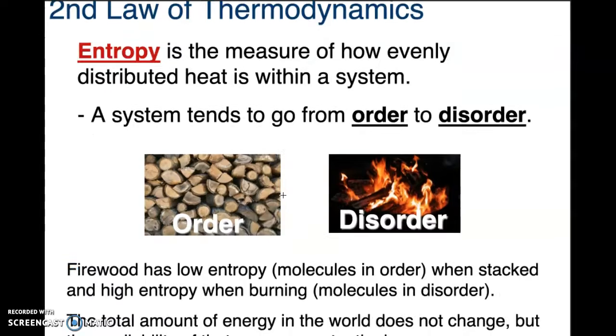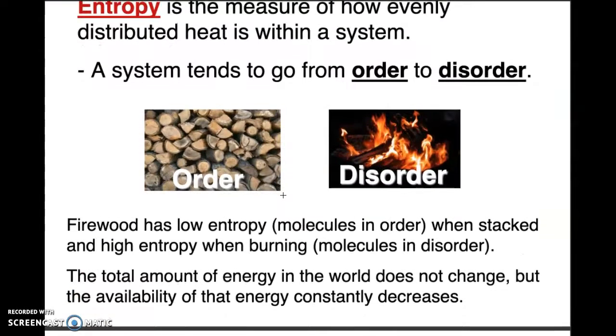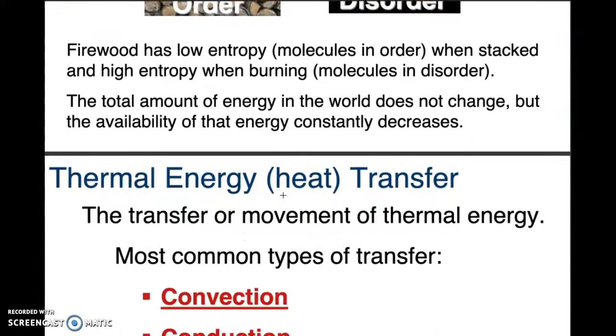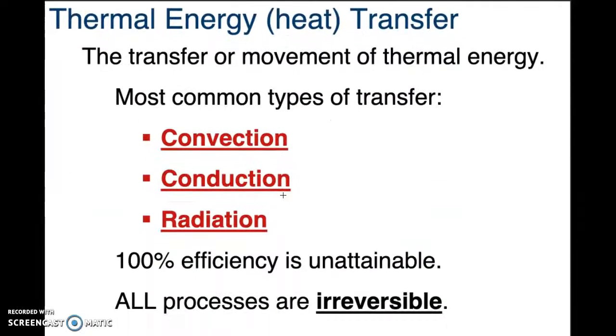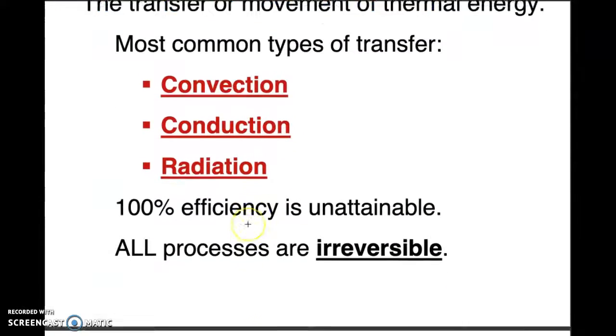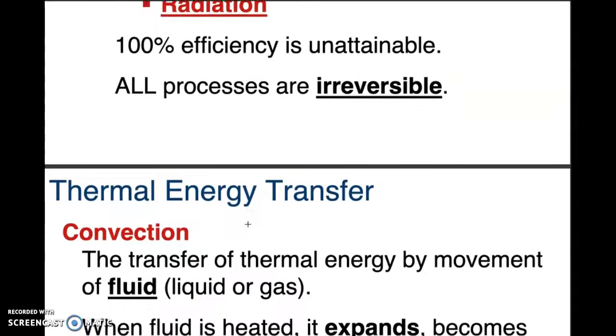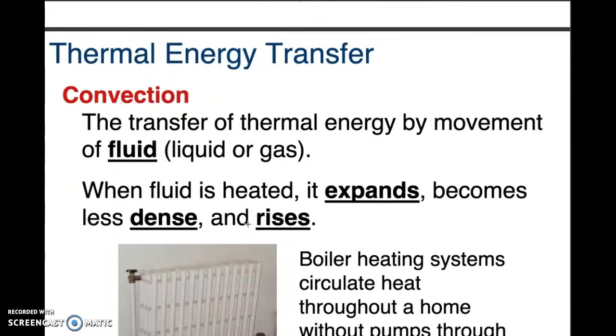Entropy is the measure of how evenly distributed heat is within a system. Okay, so you can go through here. There are different ways of transferring heat. You're always going to lose some of it.